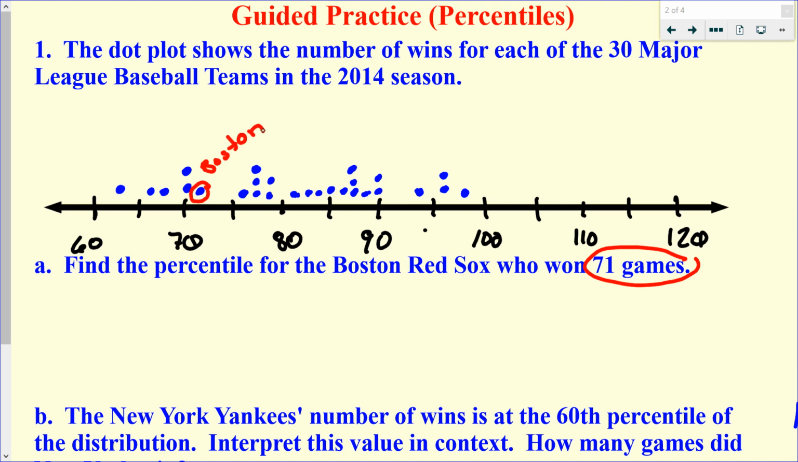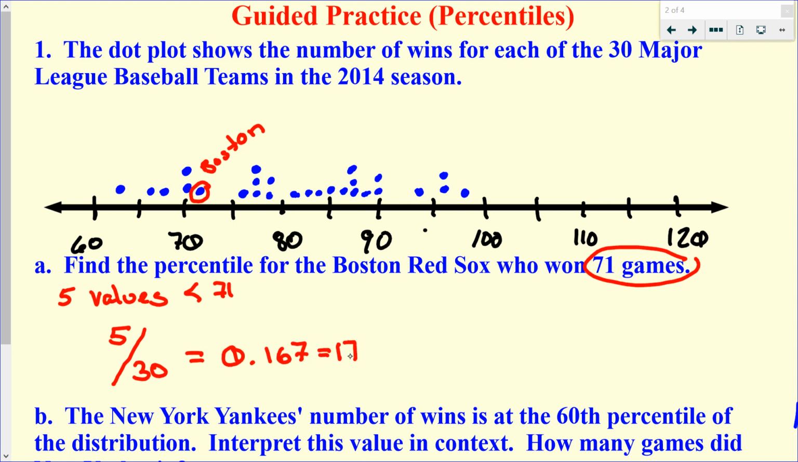So the percentile is the percent of values less than the given value. Our given value is 71, and if we count the values less, 1, 2, 3, 4, 5, we know there are 5 values less than 71. So the percentile would be 5 over the total number of teams, which is 30, which is equal to 0.167, for the 17th percentile.